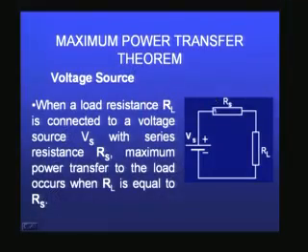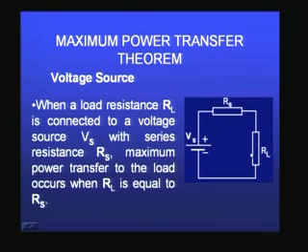The theorem says that the maximum power will be delivered only when Rs is equal to RL. Rs is the internal source resistance, RL is the load resistance. So when the value of the source resistance and the load resistance match, they are equal, then there is maximum power transfer.